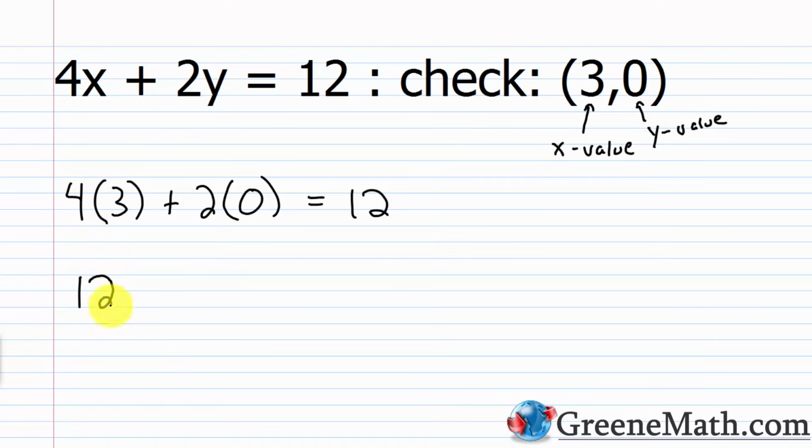So 4 times 3 is 12, plus 2 times 0 is 0. So I can put plus 0, or I could just leave it as 12. And this is supposed to equal 12, and it does. We get the same value on the left and the right side. And so we can say this ordered pair, 3, 0, is a solution for our equation.